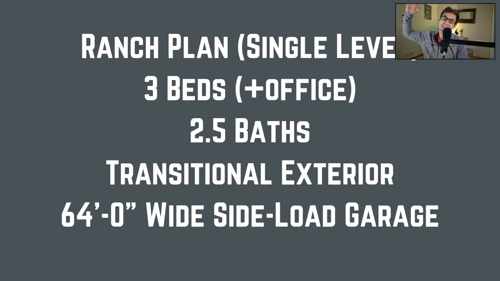Ranch plan. So this is the exact same parameters as my last live stream. But what I want to do is walk you through how changing one core component really affects the whole floor plan. So we're still going to have a ranch plan, still going to be three beds, hopefully plus an office, we'll see. 2.5 baths, transitional exterior, 64 feet wide side load garage. So that's the anchor. 64 feet wide, three car. I didn't write that there, but three car side load garage. That's the anchor that I need to structure this all around.